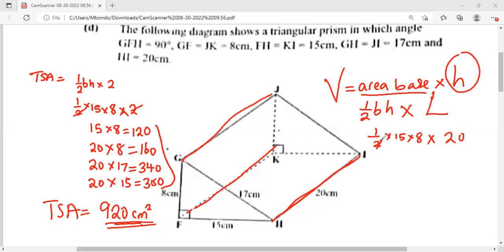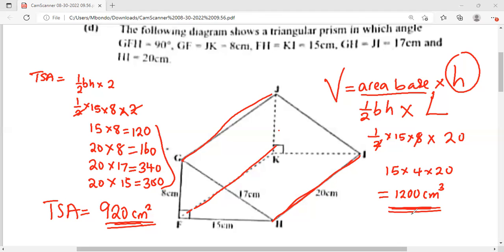So it will be 15 multiplied by 4. You know where 4 came from. It's 8 divided by 2, multiplied by 20. So you'll multiply this one and tell me what you're going to get. It will be 15 multiplied by 4 multiplied by 20. This is it.